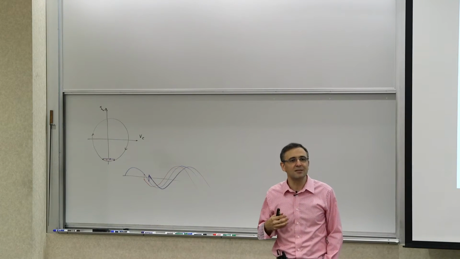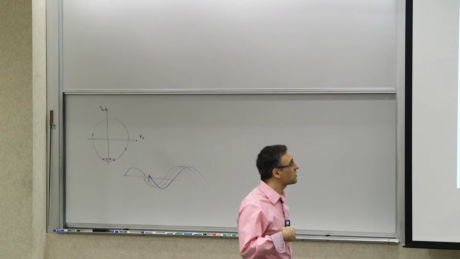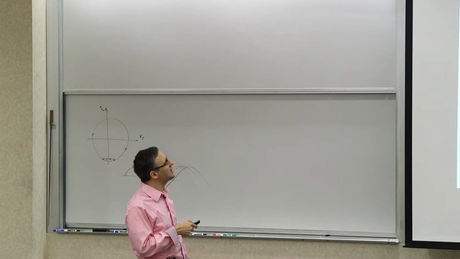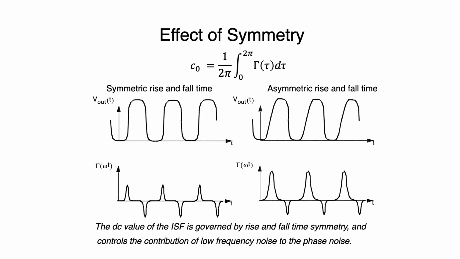So let's see what affects the DC value of the ISF. The DC value of the ISF is simply given by this integral, right? It's the averaging of the ISF over one period, which is 2 pi. And now think about this scenario. Imagine, for example, you have a ring oscillator with symmetrical rise and fall time. The rise time and fall time are about the same, which basically means that the positive and negative lobes of the ISF will have about the same shape and same magnitude. Now, if you have a scenario where the rise time is very slow and the fall time is very fast, what would happen?